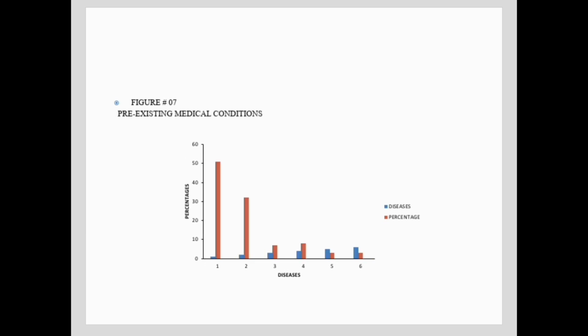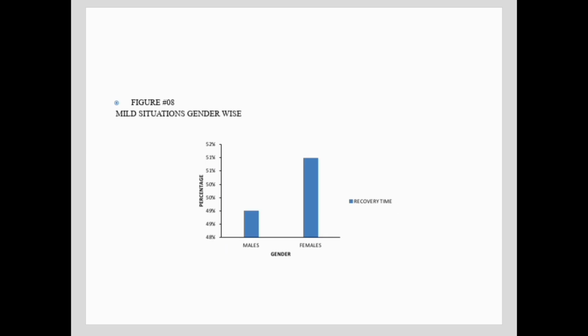And then pre-existing medical conditions. We studied the pre-existing medical conditions of the patients. Diabetes is at 51%, then hypertension at 35%, and then asthma, arthritis, etc. So the most affected patients have diabetes.